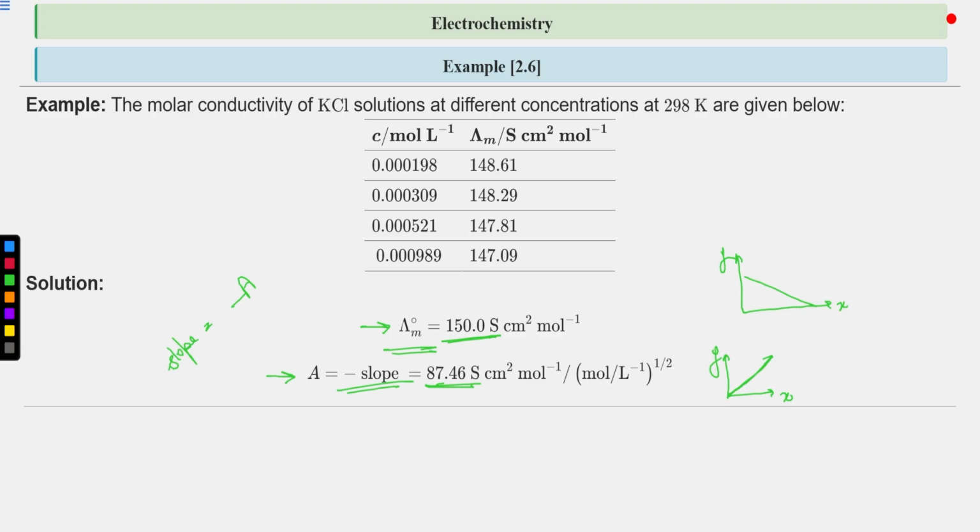So these are the values for lambda naught, the limiting molar conductivity, and the Debye-Huckel constant for our strong electrolyte KCl. And we have seen its graph. We have shown that the plot between the molar conductivity and the under root of concentration was a straight line.